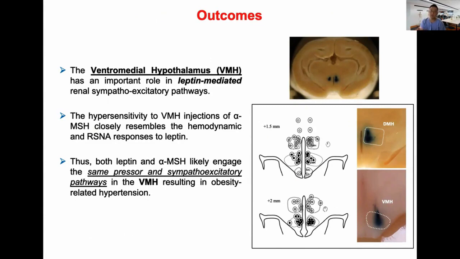So with this project, we discovered that the ventromedial hypothalamus has an important role in the leptin-mediated renal sympathoexcitatory pathway, and the response to alpha MSH and SHU9119 also shows that the leptin and melanocortin signaling pathways resemble each other. Hence, we concluded that leptin is likely to use the same pressor and sympathoexcitatory pathway in the VMH, resulting in obesity-related hypertension.